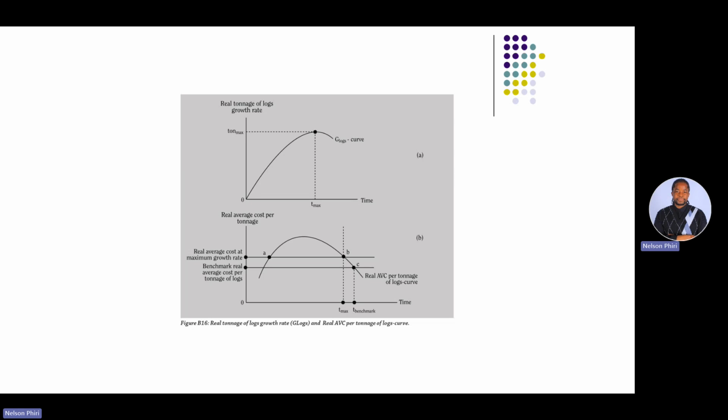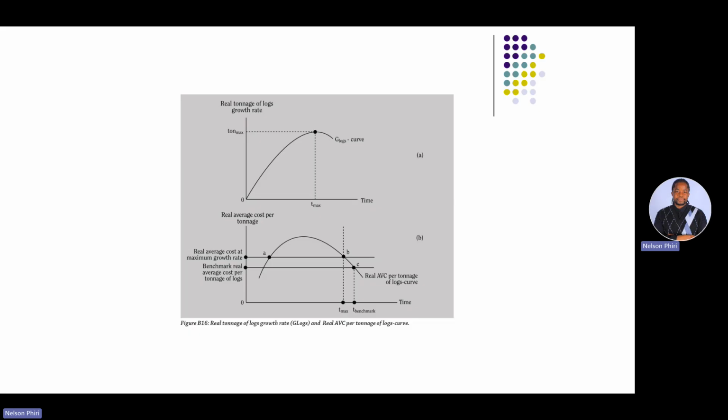where we have our benchmark real average cost per tonnage of logs. So if the benchmark real average cost per tonnage of logs is equal to the real average cost at the maximum growth rate, it'll be beneficial to start logging at a period of Tmax. Let me repeat that one more time. The benchmark is the benchmark real average cost rate per ton. If that is equal to the real average cost at the maximum growth rate, it will be beneficial to start logging at Tmax.